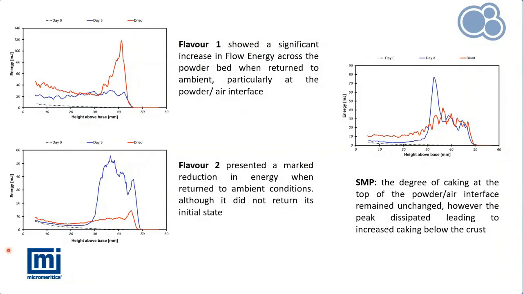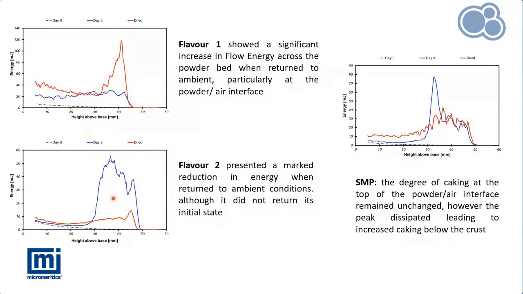So starting off with flavour 1, so a flavour ingredient, we can see that at day 0, as we've seen before, the sample is exhibiting relatively low energies throughout the depth of the vessel. When we move on to day 3, so this is the sample after it's been stored at 75% RH for 3 days, we have fairly homogeneous caking occurring, and after the 3 days of drying, you can see that there's actually a crust that's been formed. So you've got very clear crust formation after that's formed during that drying time.